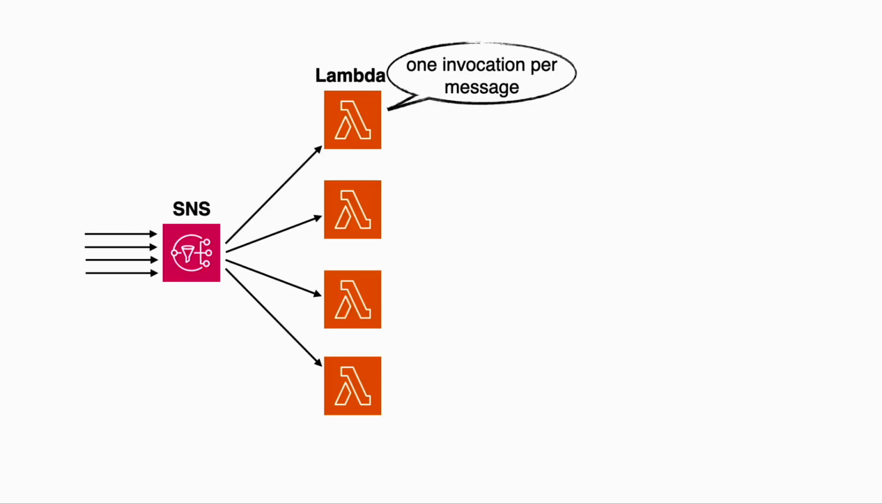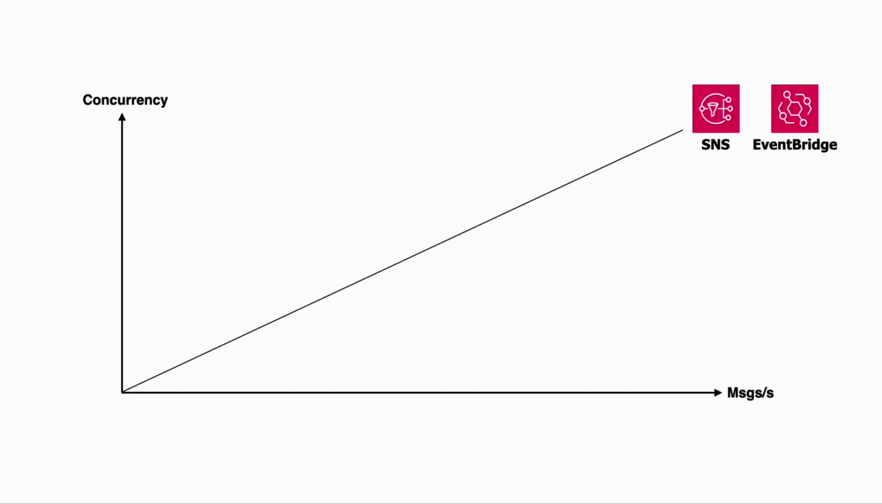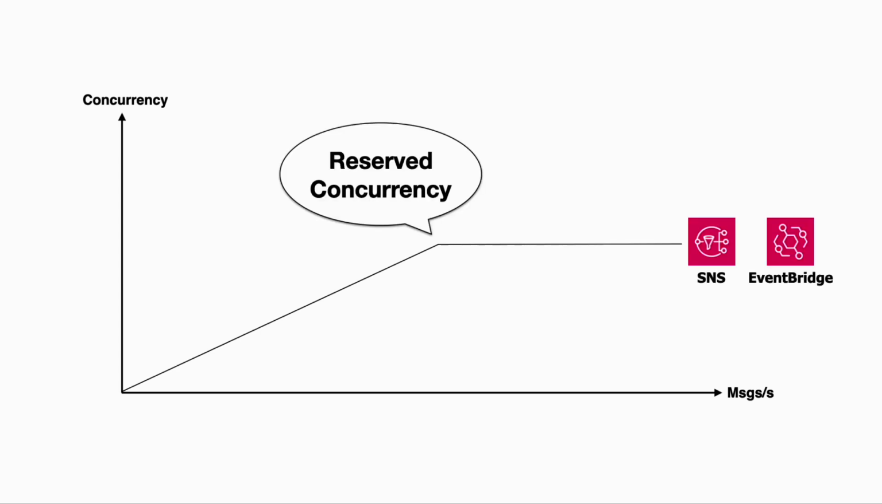For async event sources such as SNS and EventBridge, they will try to invoke a subscriber function as soon as a message is received, which means the concurrency of your subscriber function is going to grow linearly to the rate of incoming messages, unless you apply reserved concurrency on the function, but then you have to deal with the shortcomings if they are applicable to you.